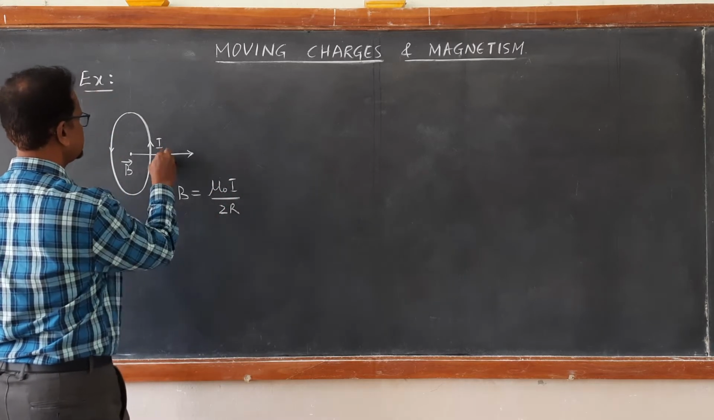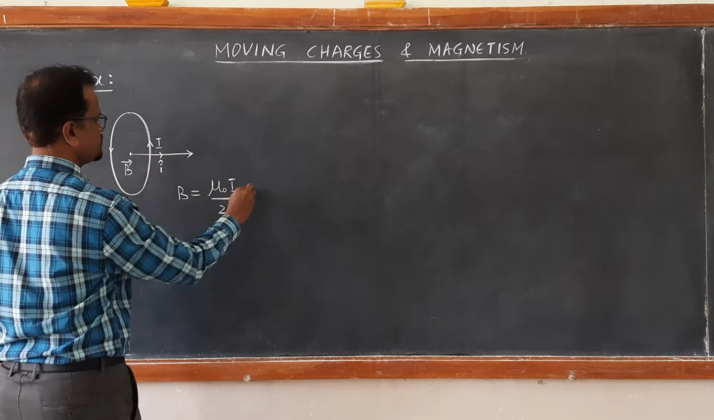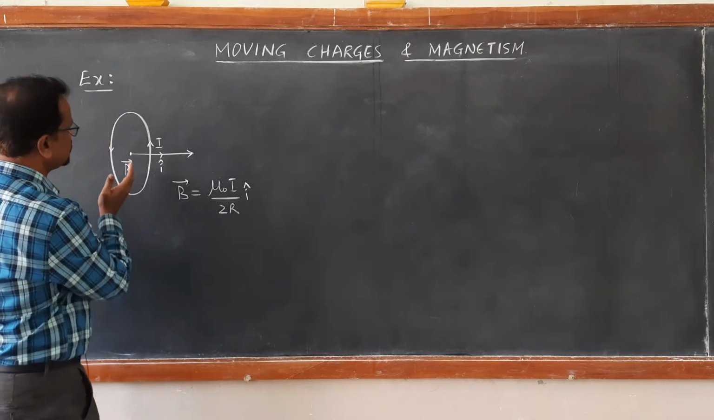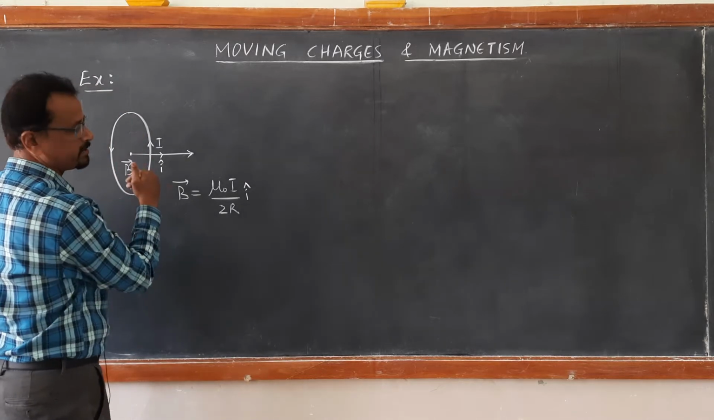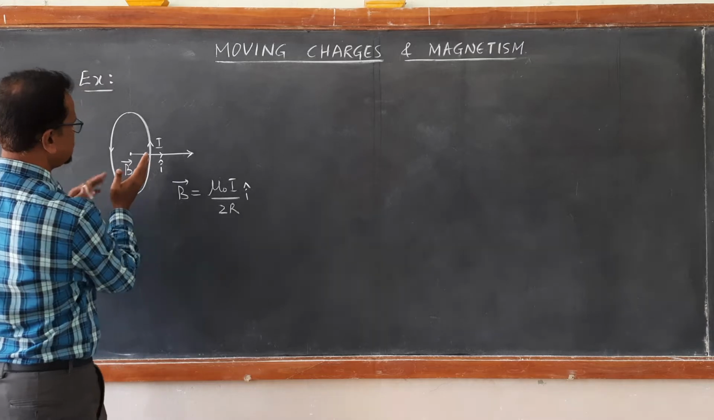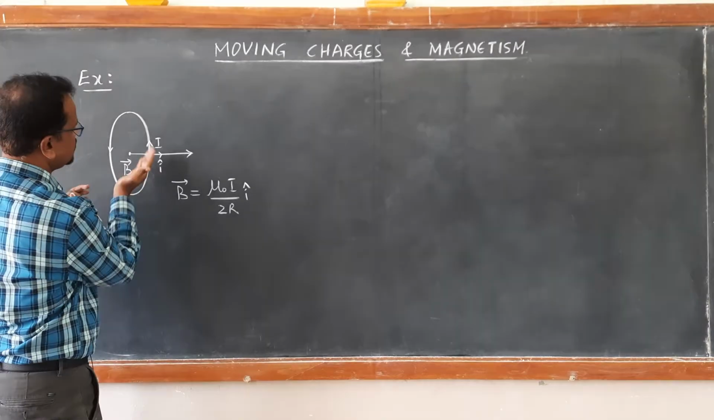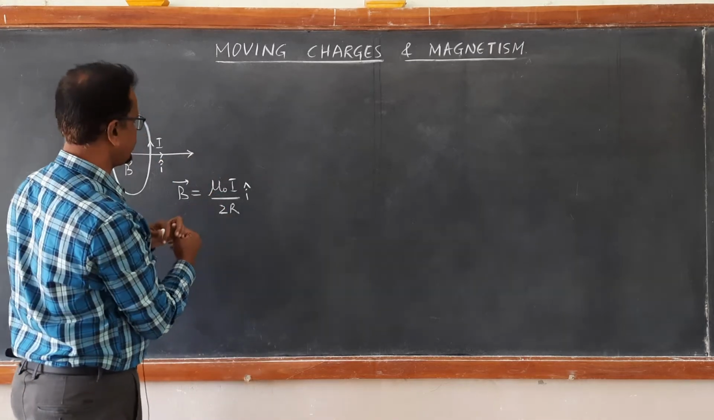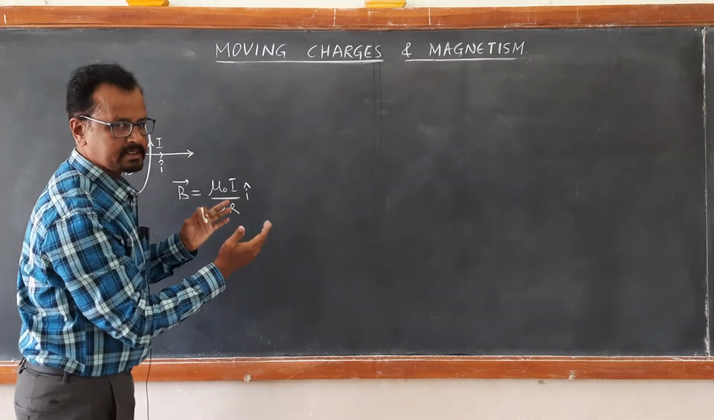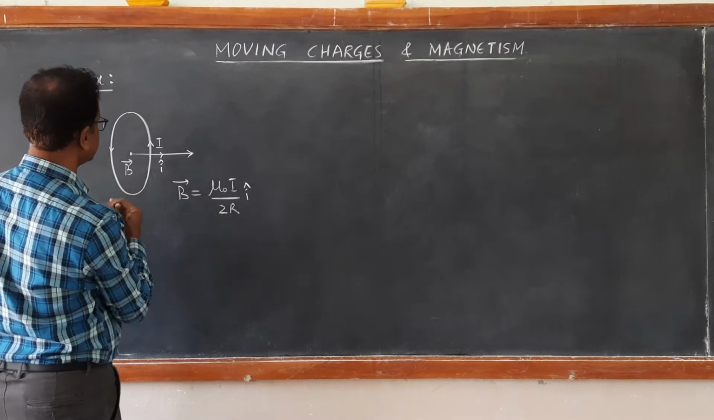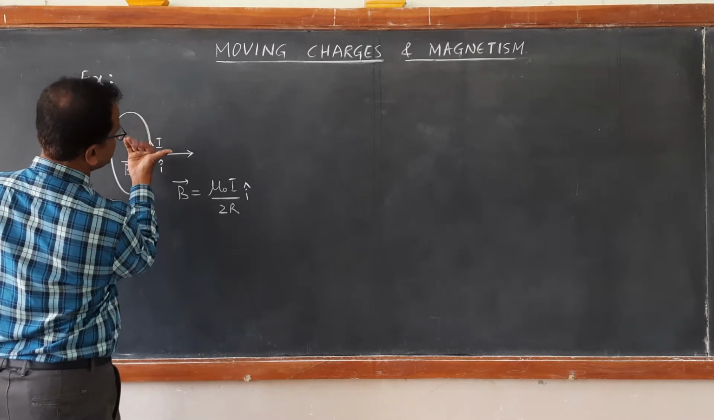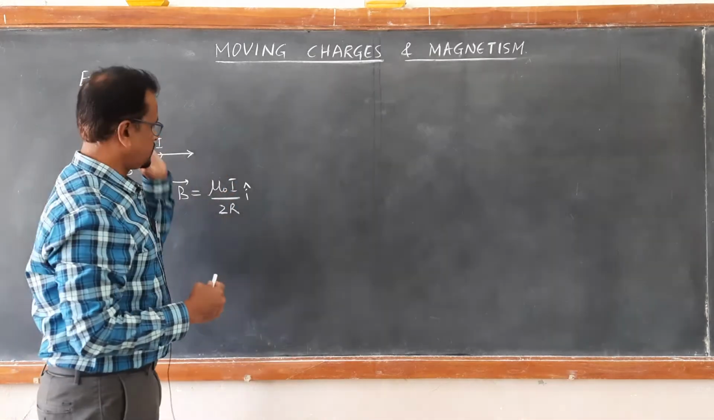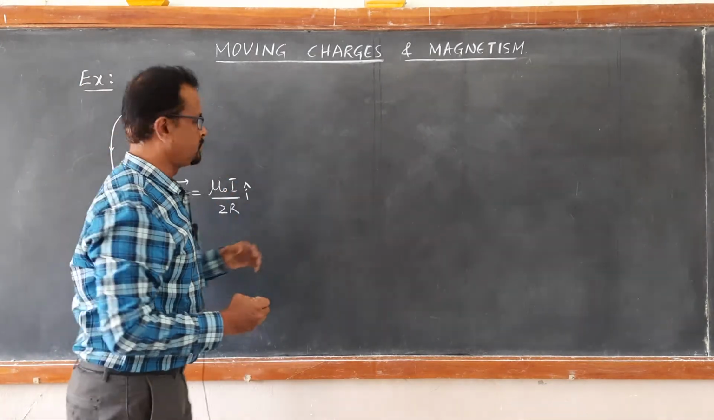And if you take the x axis, the magnetic field will be directed along the axis, perpendicular to the plane of the current loop, and we can use the right hand rule to find the direction of the magnetic field. All these things we have discussed. If the current is in the anticlockwise sense, you see the magnetic field will be along the axis. Now let us solve one simple problem.